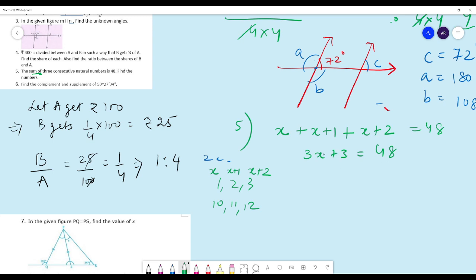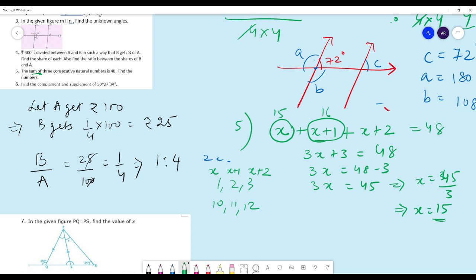Now remember, we need to move the 3 to this side. So 3x equals 48 minus 3. 3x equals 45. This implies x equals 45 by 3, and this implies x is equal to 15. Now remember, you do not leave the question over here. What you get is the first number, which is 15. The next number will become 16 and the third number will become 17. So your answer should be 15, 16 and 17, because you are asked to find the numbers. So this is how you find the numbers.